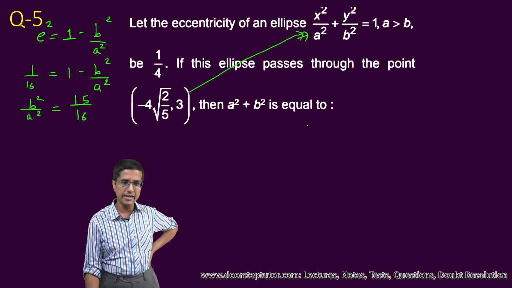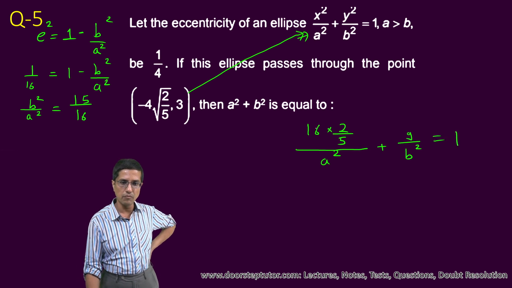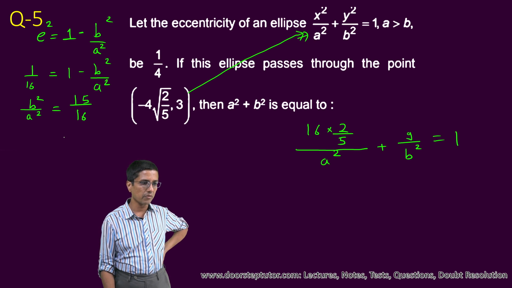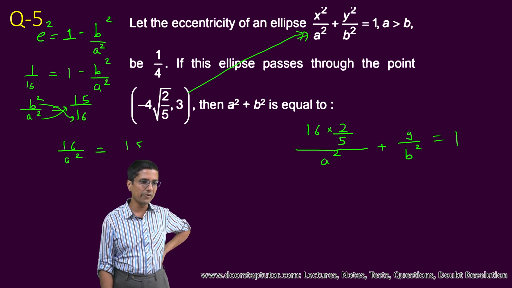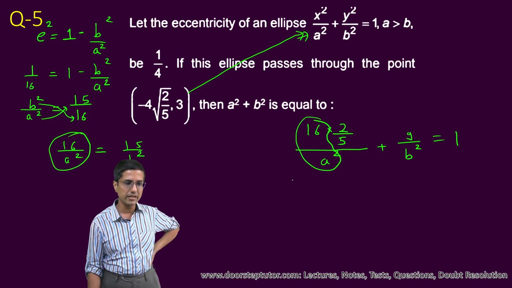What do I get? I get 4 4s are 16, into root 2 by 5, so this is nothing but 2 by 5 divided by a squared, plus y square by b square. Y is 3, 3 3s are 9, by b squared is equal to 1. Now let's look at the earlier equation again. I take a square on this side and b square on this side, and I get 16 divided by a square is equal to 15 divided by b square. Now 16 divided by a square appears here too, so I can simply write 15 into 2 by 5 divided by b squared.